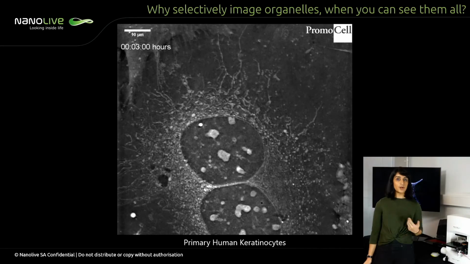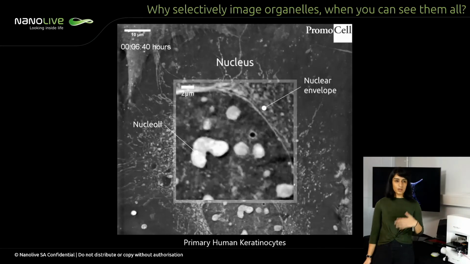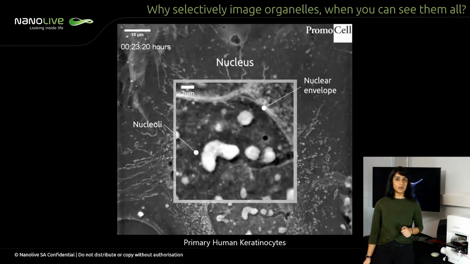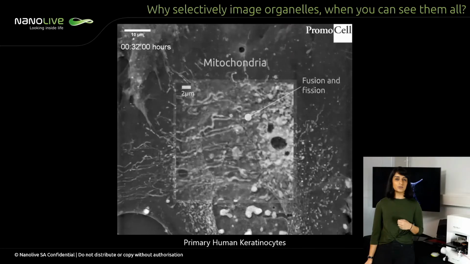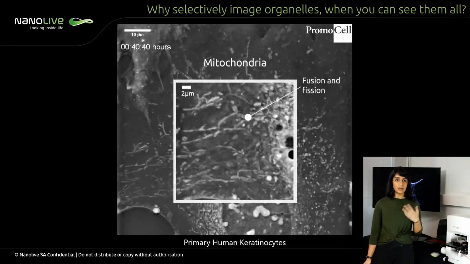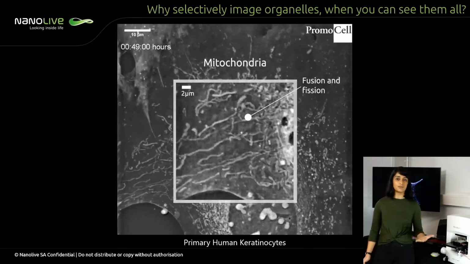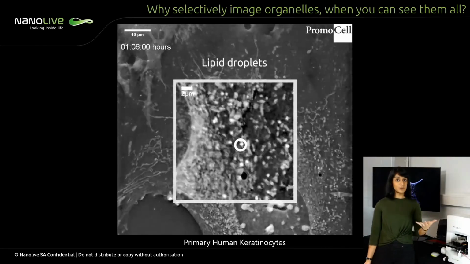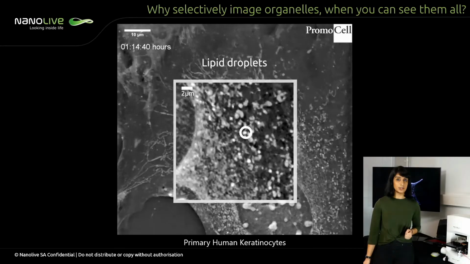Here's an example of human primary keratinocytes. Here you can see the nucleus, the nuclear envelope, and the DNA inside the nucleus. You can see as well mitochondria and the mitochondrial dynamics, fission and fusion. And along with that, in metabolic studies, you can follow the lipid droplets, which are the shiny white dots that you can see here.